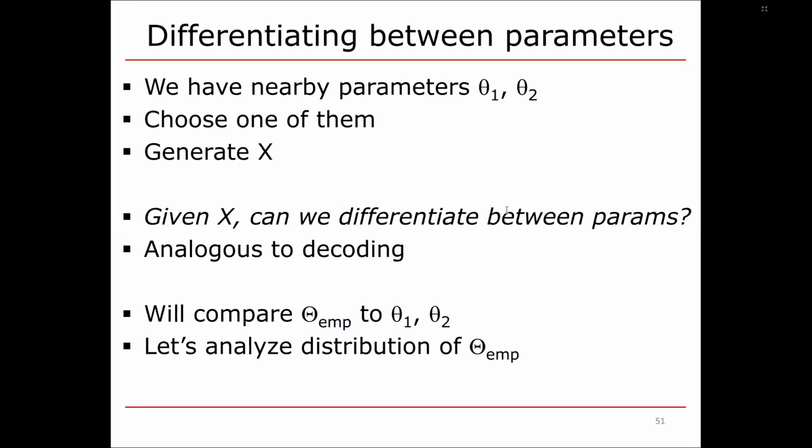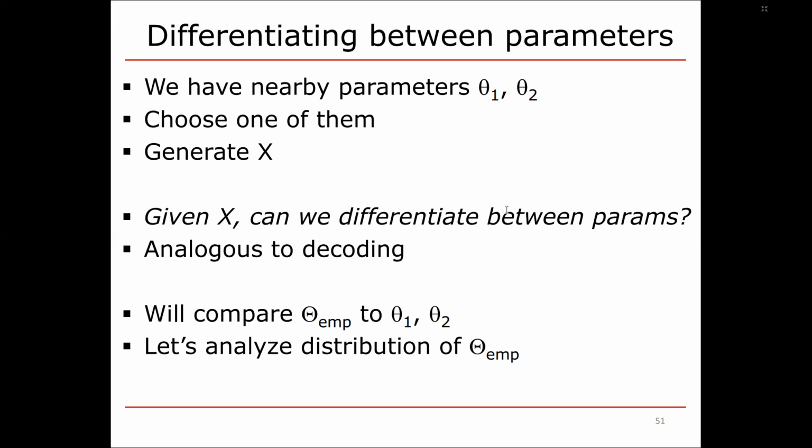So suppose that we have two nearby parameters, theta1 and theta2, and nature chose one of them. We then generated x, and the question is, given x, can we differentiate between theta1 and theta2? And specifically, maybe n needs to be quite large to be confident that we can differentiate, right? This is analogous to decoding, differentiating between parameters and decoding between different communication messages.